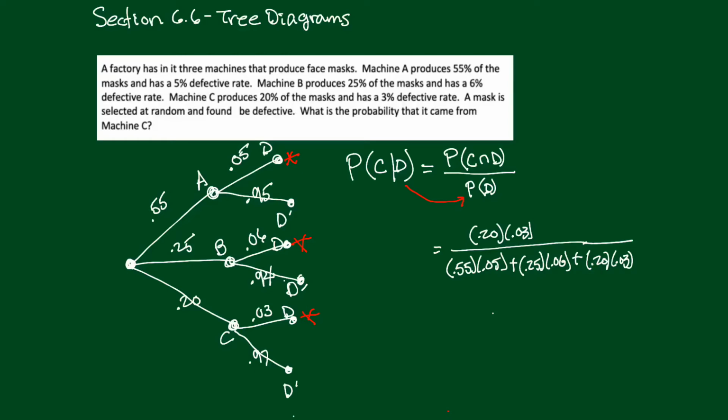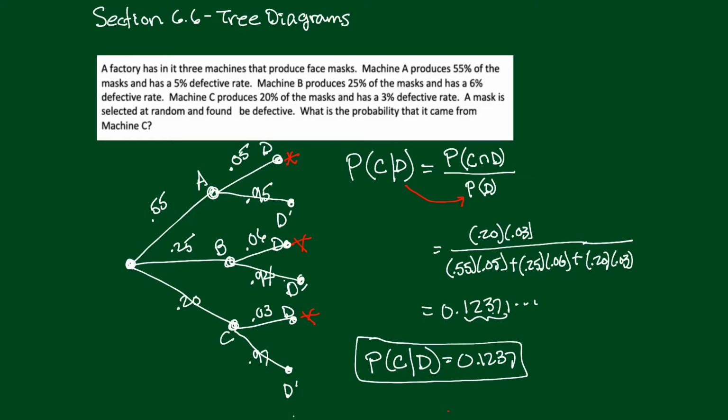So when I did that, I came out with this number right here. I got 0.12371... But it's a probability, so I'm going to round this to 4 decimal places. So I'm going to say this. The probability that this mask came from machine C, given that it's defective, is 0.1237.